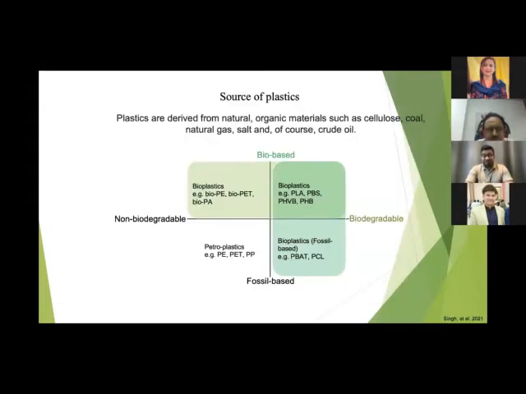in this picture, I have made a very simplified definition of the different types of plastic. Plastics are derived from natural or organic materials such as biomass, cellulose and lignocellulose, and natural gas, salt, and of course crude oil, like fossil fuel and energy that we all know: coal, oil, and gases.